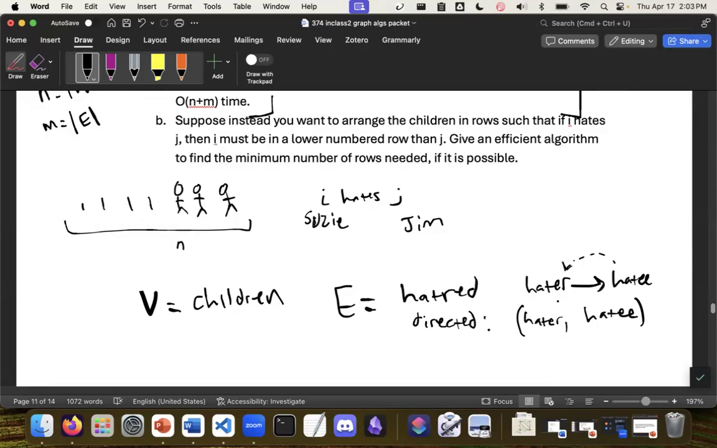But this sort of structure where our graph is directed, meaning there's an arrow here. So in an undirected graph, like in the wedding table where if Susie and Jim are both invited, then if Susie dislikes Jim, Jim also dislikes Susie. That's not necessarily the case here. So the direction of the arrow matters here.